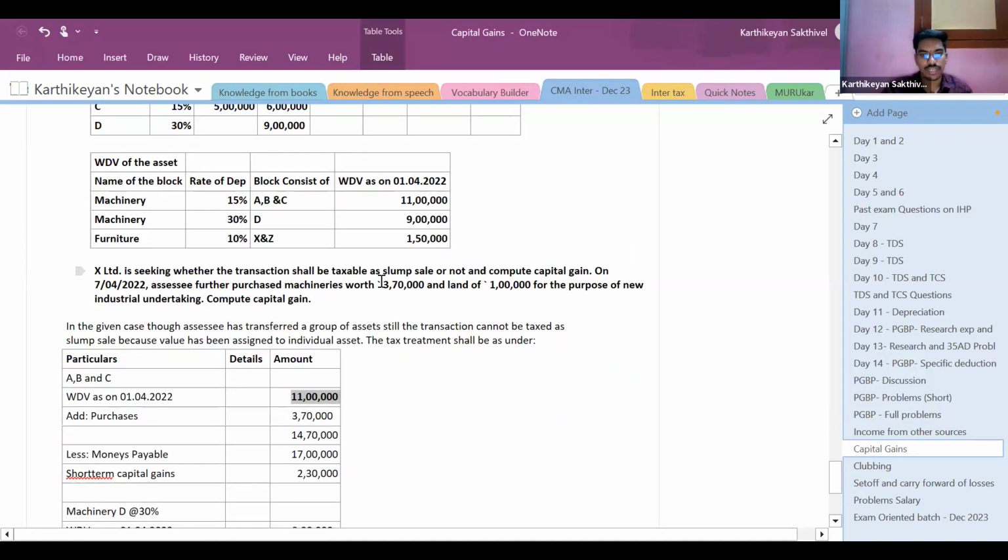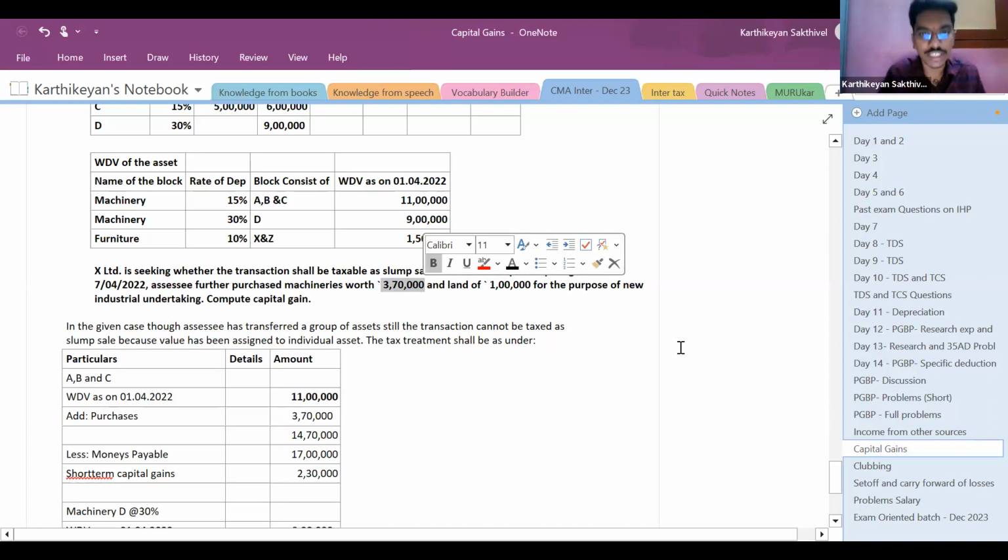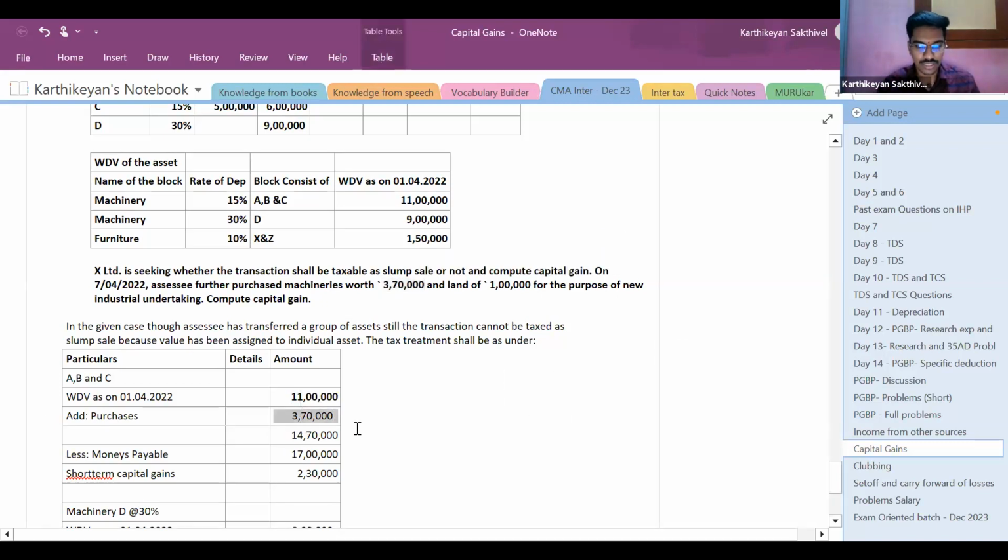So purchases of 3,70,000. Since it has not been specifically mentioned whether it should go for 15% block or 30% block, in the absence of information, we can assume that it is 15% block because that is the general rate. Okay, so 3,70,000 is my purchases. So my total WDV plus additions is going to be 14,70,000.